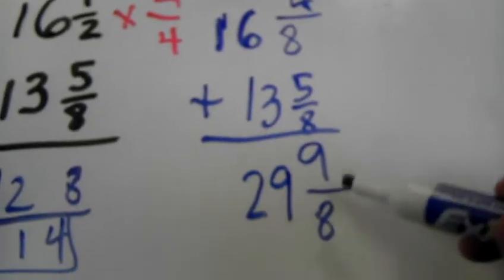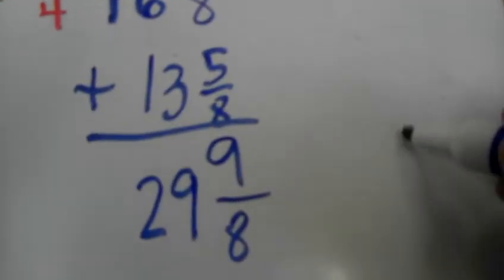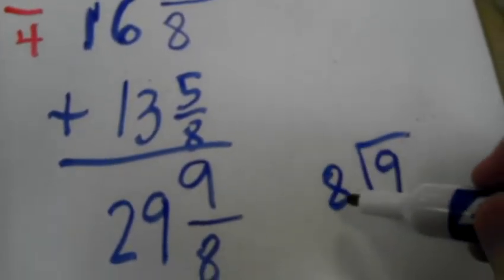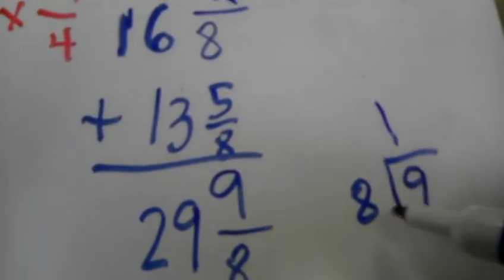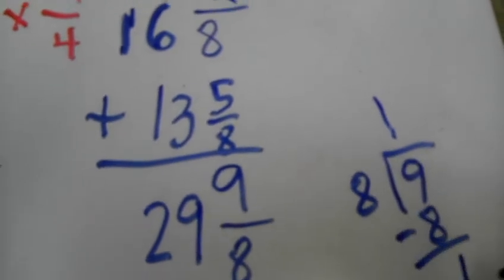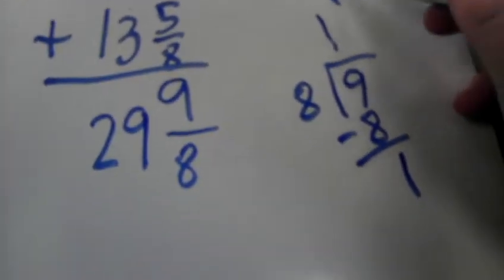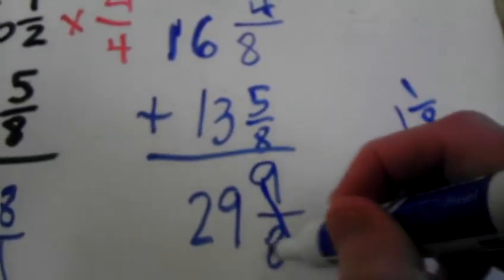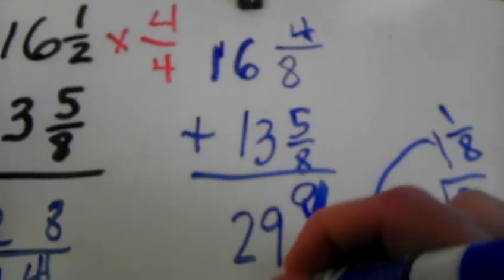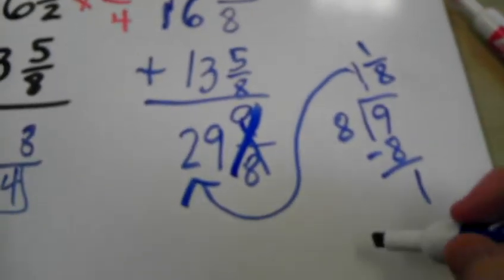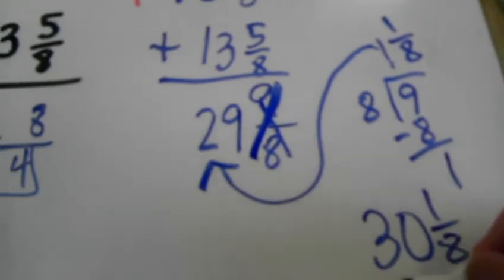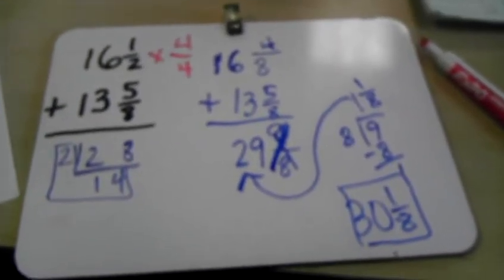You cannot leave 9/8 in your answer, so you have to change that into a mixed number and add it to 29. So if I take 9 and divide it by 8, 8 goes into 9 once. 1 times 8 is 8. If I subtract, I have 1 left over. So I really have 1 and 1/8. And 1 and 1/8 and 9/8 are the same thing. So I'm going to take away the 9/8 and add this over here to my 29. So 1 plus 29 is 30. And if I put my 1/8 on there, my answer should be 30 and 1/8.